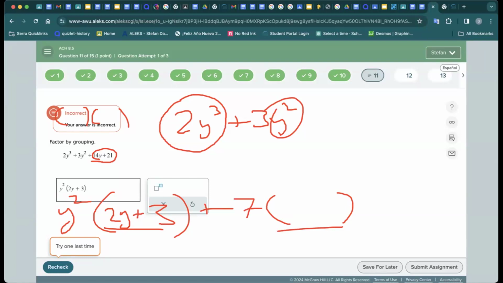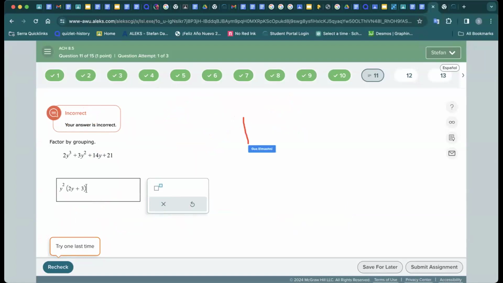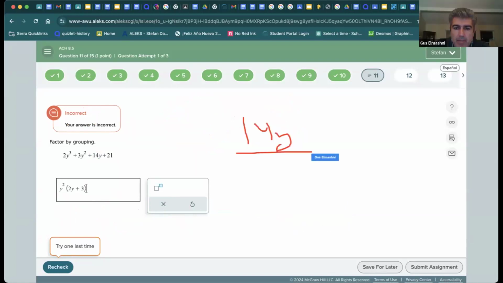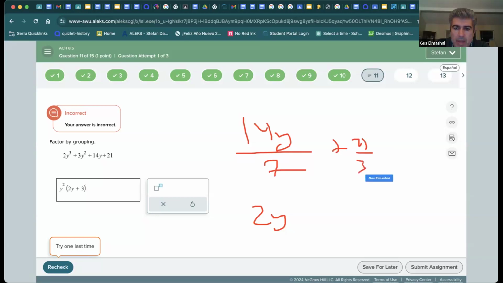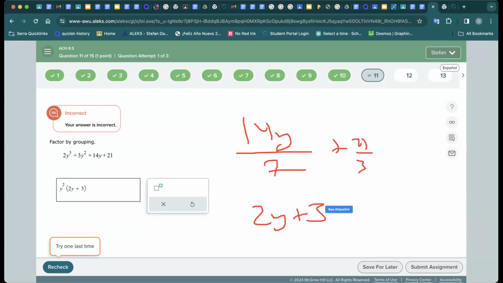How would it be? Oh, you divide by 7. Right, exactly. So after you divide by 7, what's left behind? 2. Keep going. So you take away 7 from it. Okay, 2y and 3. Take a deep breath. 14Y divided by 7, what's that going to be? 2Y. And 21 divided by 7 is 3. So there we go. It's the same thing.